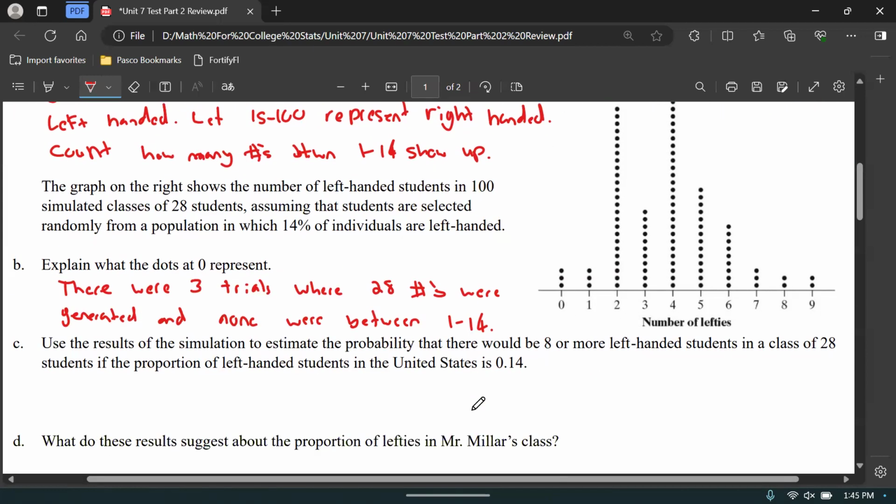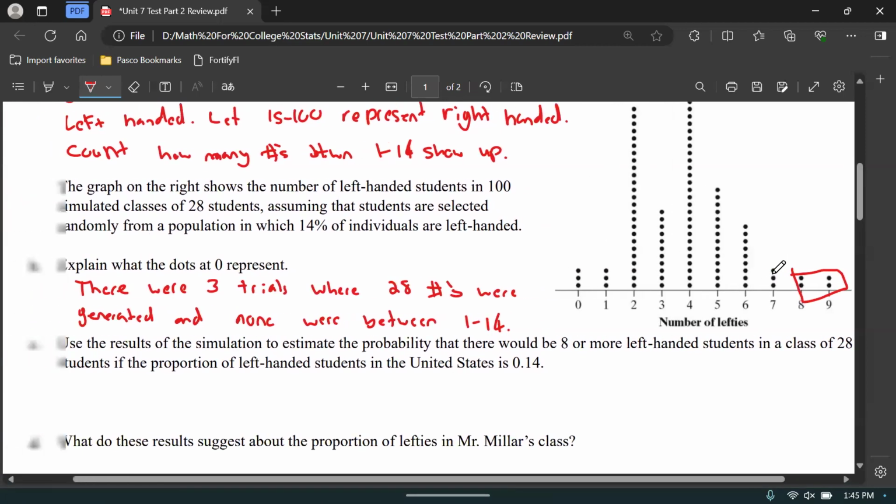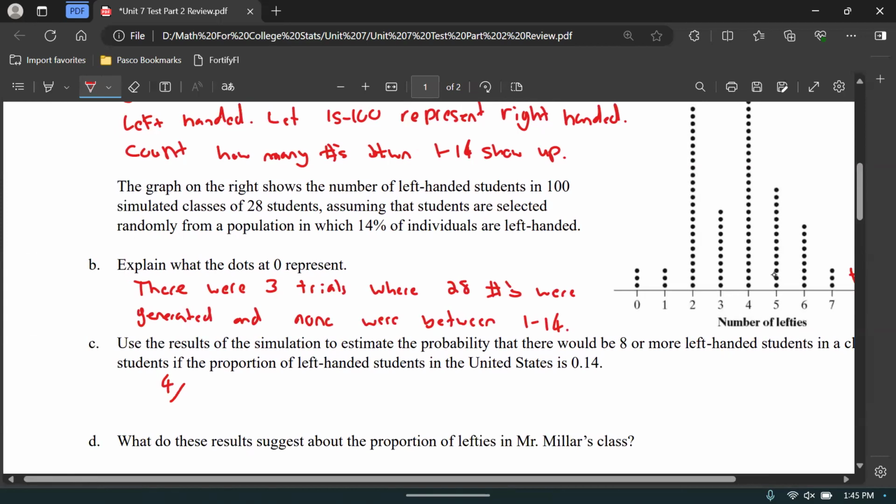Use the results of the simulation to estimate the probability that there would be 8 or more left-handed students in a class of 28 students if the proportion of left-handed in the United States was 0.14. So 8 or more, you can see that's 4 out of 100, right? So 4 out of 100 or 4%, or I guess you can put it as decimal form, 0.04.